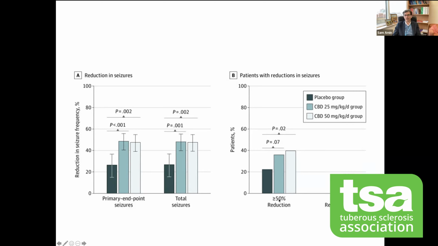And there were further analyses looking at how many people had more than 50% reduction in their seizure frequency and how many people had more than 75% reduction. So you can see some people in this study had more than 75% reduction in seizure frequency. And that's quite a big deal, that's quite significant. 75, it is important.